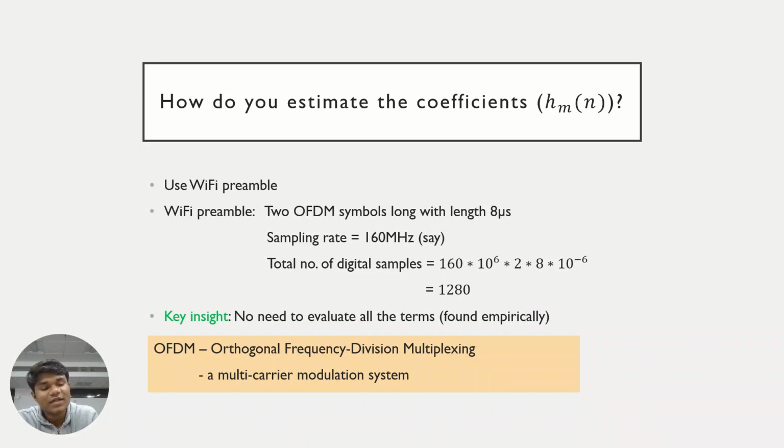What we do is that the Wi-Fi preamble again comes to our rescue. A little information on the Wi-Fi preamble: it consists of two OFDM symbols which are of length 8 microseconds, and assuming the sampling rate of 160 megahertz, we have a total of 1280 digital samples of the Wi-Fi preamble.